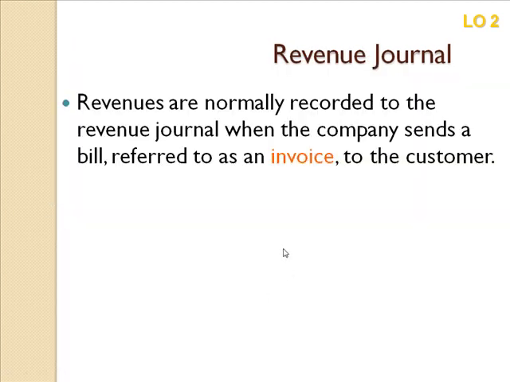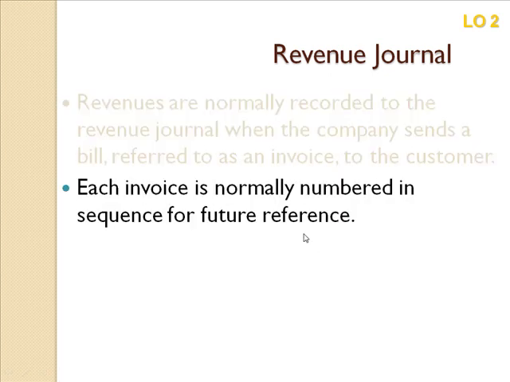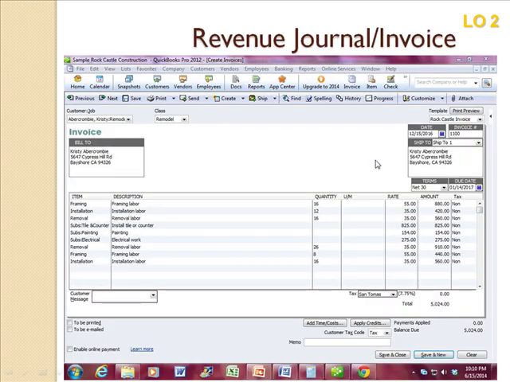Entries are normally recorded to the revenue journal when the company sends a bill, referred to as an invoice, to the customer. Each invoice is normally numbered in a sequence for future reference. So this is an example of an invoice. You've got the customer's name, the date, all the information. There's the invoice number, bill to the customer, and then each item of the invoice is listed here.